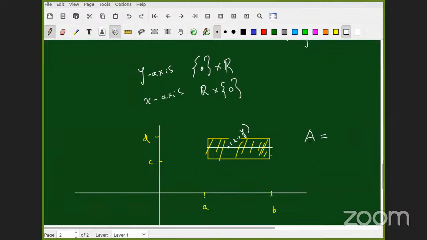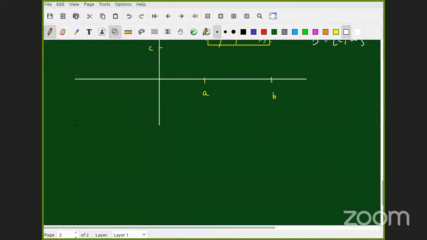Gubendran, quick. Sir, closed interval A comma B cross closed interval C comma D. Very good. The set is closed interval A comma B cross closed interval C comma D. Excellent. Right? Okay. Discussion, our question is, go back.